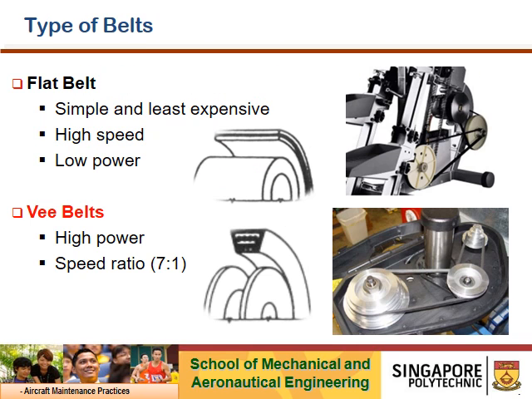Types of belts available in the market. The most common, simple and least expensive is the flat belt. A flat belt can be used at high speed but at lower power settings. V-belts, the belts that we will be looking at for this chapter, can be used at higher power settings at a speed ratio of 7:1.